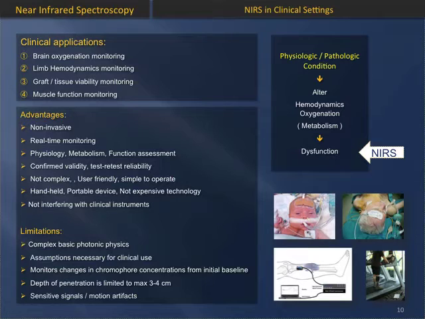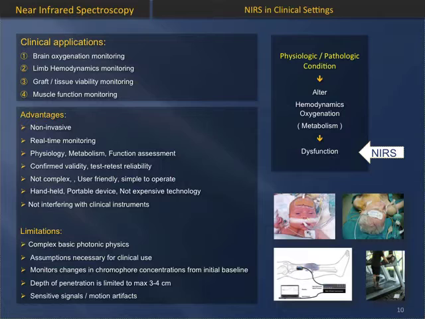The main limitations of this method are that it's based on complex basic photonics physics, so the signal needs to be translated using software. And it just monitors the changes in chromophore concentration. So it doesn't provide the absolute amount of chromophore concentration inside the tissue, except the high-tech, spatially resolved configured NIRS that can provide us the absolute amount of tissue oxygen saturation, still not chromophore concentration.